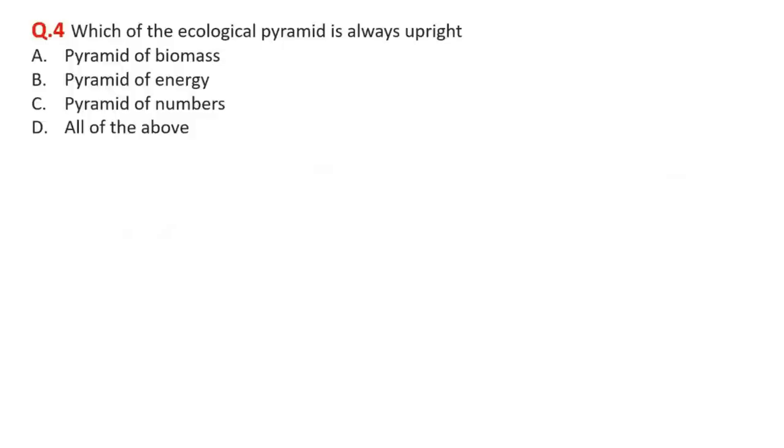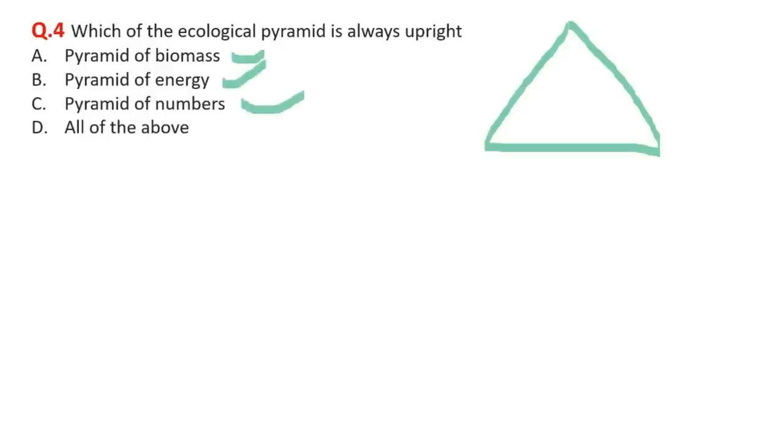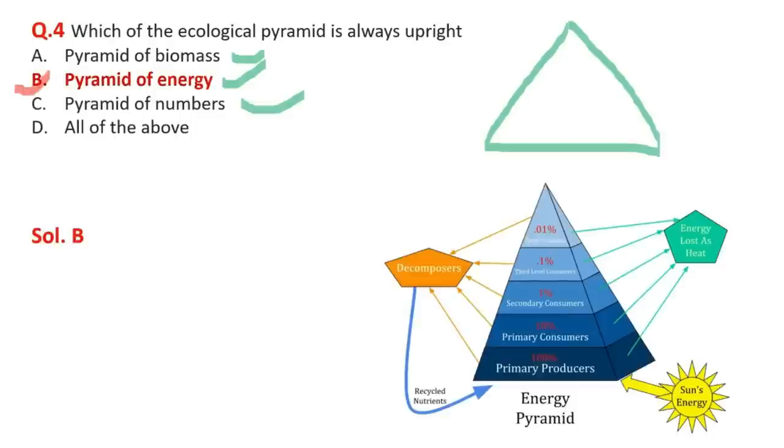So now let's read the next question. Which of the ecological pyramids is always upright? You had studied already, there are different types of pyramids which are designed based on the biomass, based on the energy, based on the numbers. So if you see here, the correct answer is option B, that is pyramid of energy.